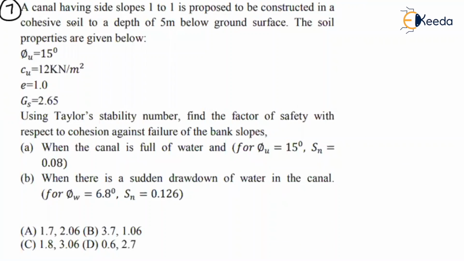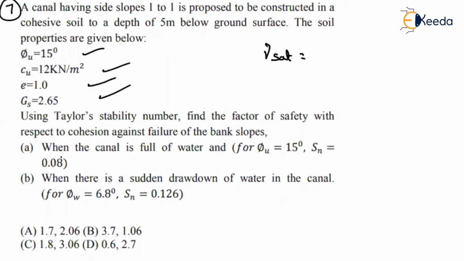What is the given data? A canal having side slopes 1:1 is proposed to be constructed in a cohesive soil to a depth of 5 meters below the ground surface. The properties are given below. Phi value given, C value given, e is also given, G is also given. Did they mention anything about the gamma value? No, right? So first we have to find out gamma saturation.